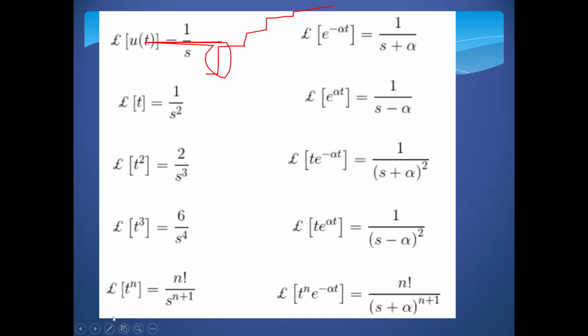So u of t means one step, known as step input. And if the step value, this length, is 1, it can have some magnitude also, then it is known as unit step input.